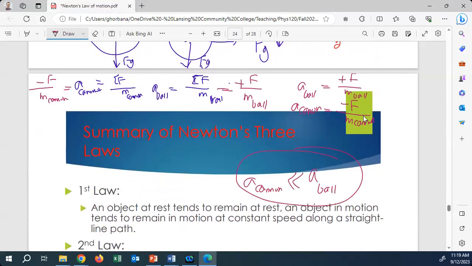See, this is how we analyze. We define the system of the particles, two objects, two systems, and we analyze the dynamics of the motion using Newton's first law, second law, and third law. Okay?